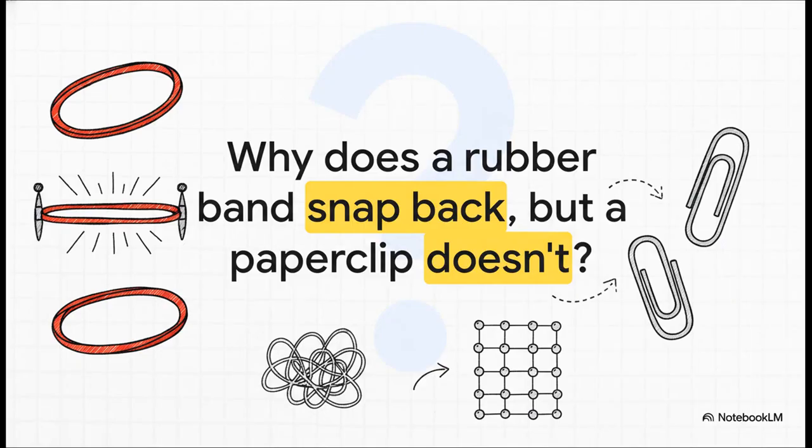Okay, so think about this for a second. It's a really simple mystery, right? You stretch a rubber band, you let go, and it snaps right back. But then you take a paper clip, you bend it, and it just stays bent. They're both solid objects, so what is the deal? What's the fundamental difference? Well, that's the exact question we're going to unpack today.